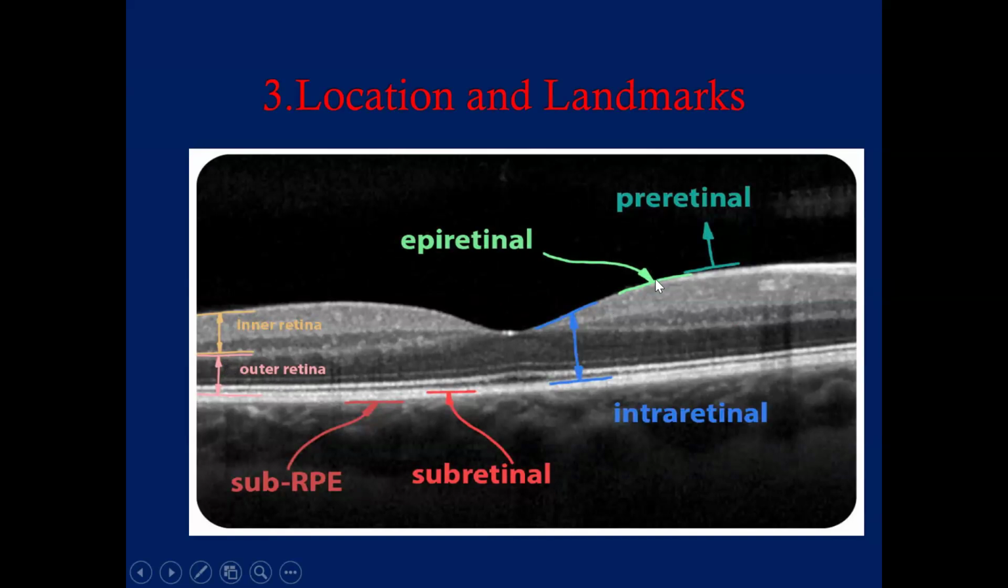If any lesion is sticking to the retina, we call it epiretinal. And if there is a small space between the internal limiting membrane and the structure which is developing, we call it preretinal. So knowing all these anatomical areas is quite important to list out different differential diagnoses.